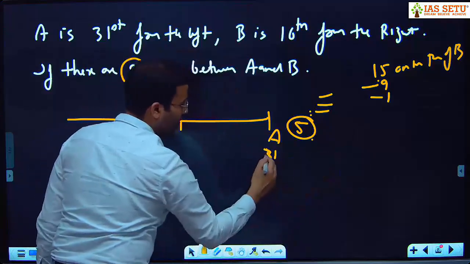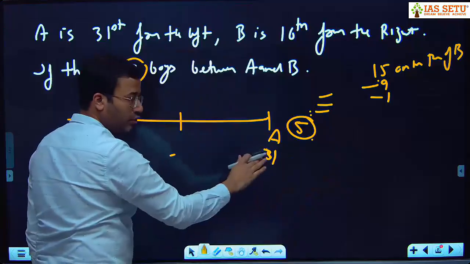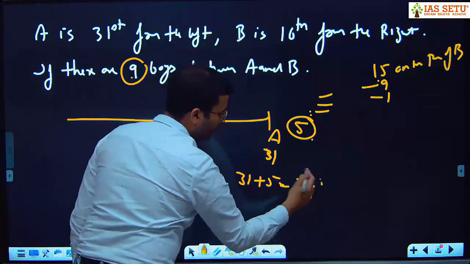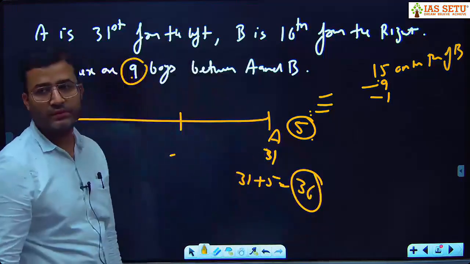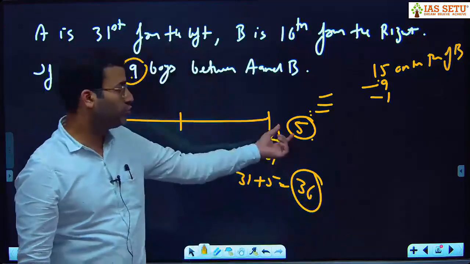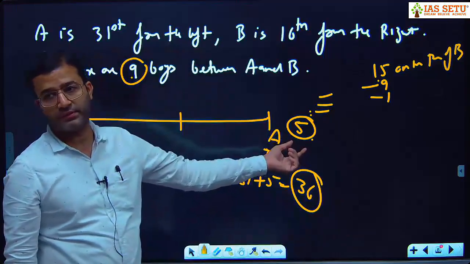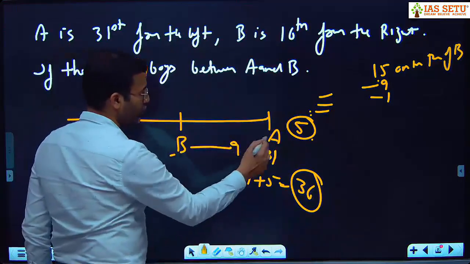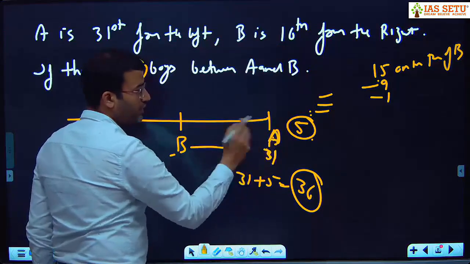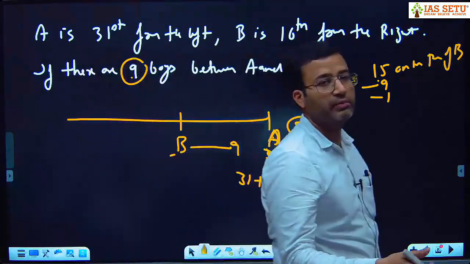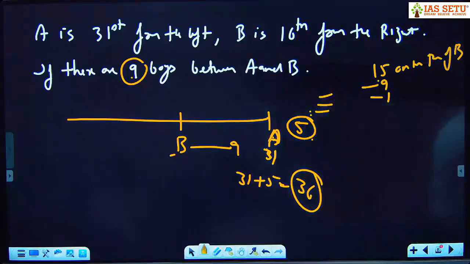So A is 31st. 31 are already there. 5 extra. 31 plus 5. You need minimum 36. Other than this, how many extra do you have to arrange? You have to arrange 5 extra, क्योंकि B के इधर 15 लोग चाहिए थे, 9 और 10 तो ऑलरेडी है A को मिला के. You need 5 extra. तो 31 plus 5, 36 is minimum.